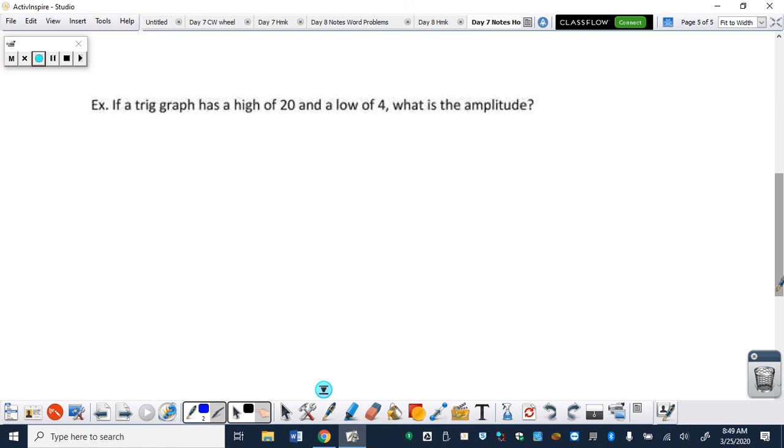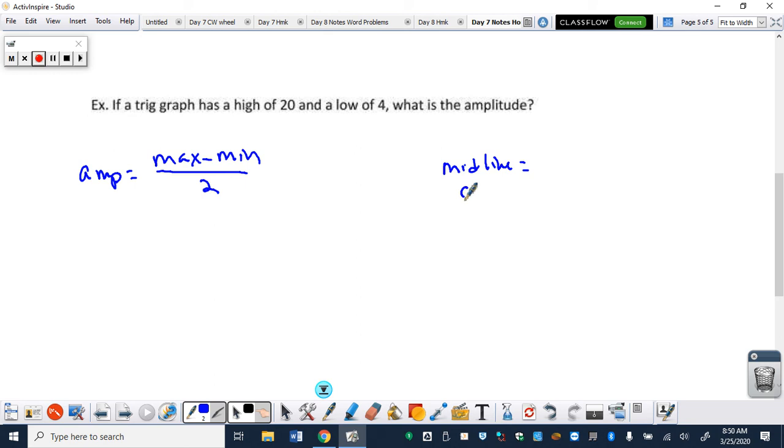Okay, the last example is going to help us do more word problems. A trig graph has a high of 20 and a low of 4. What is the amplitude? Not only are we going to look at the amplitude, we're also going to look at the midline. Again, I did go over this on my day 6 summary. The amplitude can be found by subtracting the 2 and dividing by 2 because amplitude measures distance. And to find distance, we subtract.